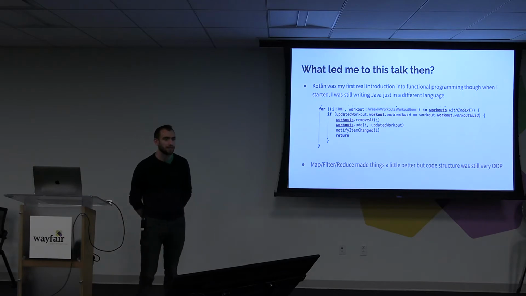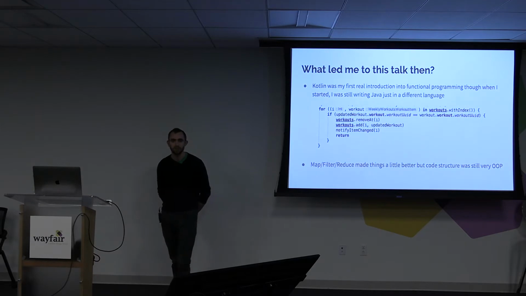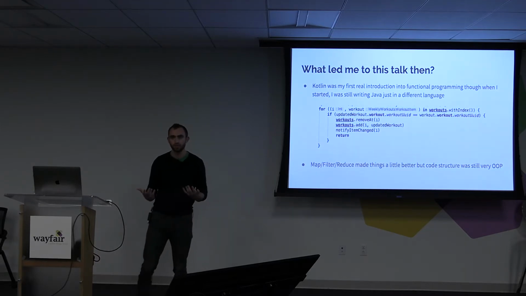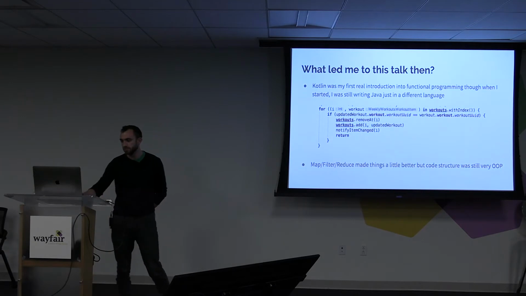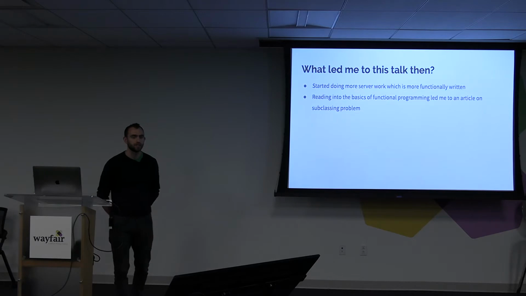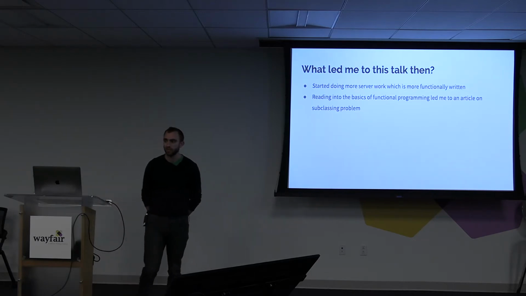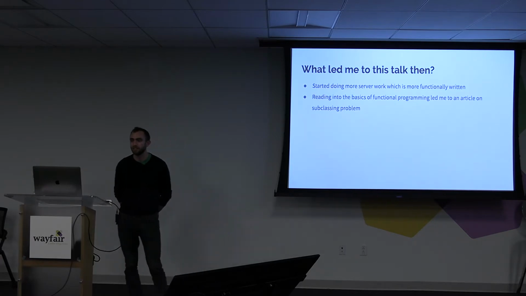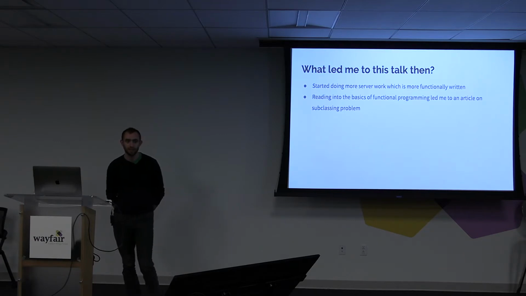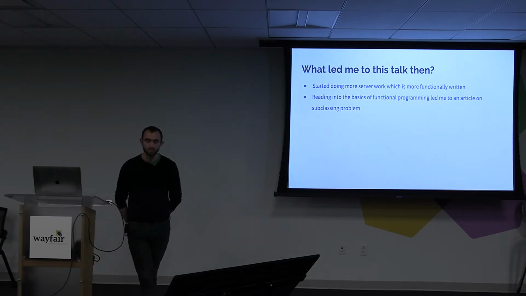Things got a little better as I understood functions like map, filter, reduce a bit better, but these are really just tools. A lot of my code was still very imperative. So I started doing a little more server work, which is more functionally written. It is written in Java, but it's structured much more functionally. And one of my coworkers was teaching me the basics of functional programming. And he led me to an article that was written in 2001, and the author's name was just Oleg. That's all I could find on him. It's just one simple name.